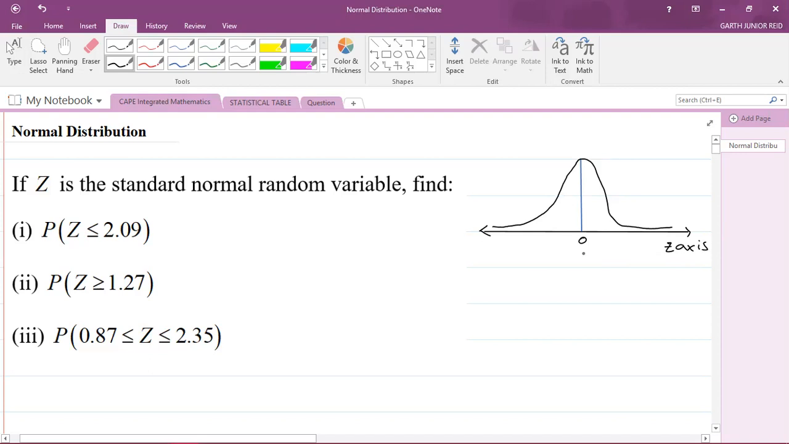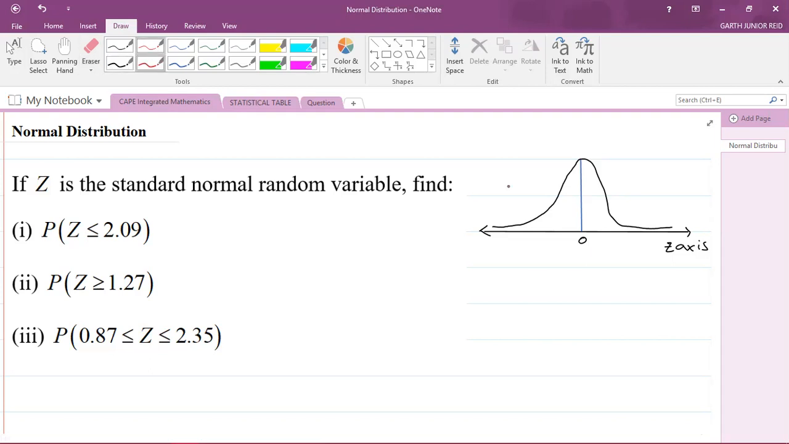You should know that the normal distribution curve is a bell-shaped curve, right? Another characteristic is that it is asymptotic, meaning that the curve gets very close to the z-axis, but it does not touch the z-axis. And also it is symmetrical. This line here, which is the line x equals 0, is the line of symmetry.